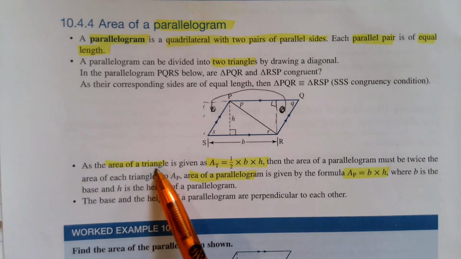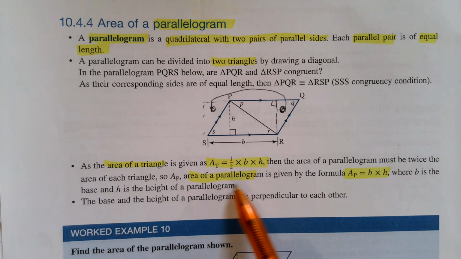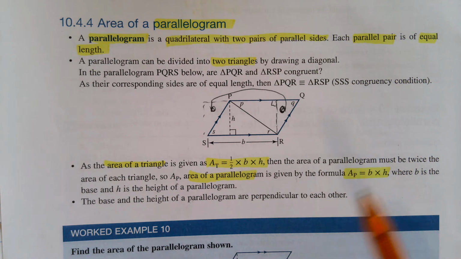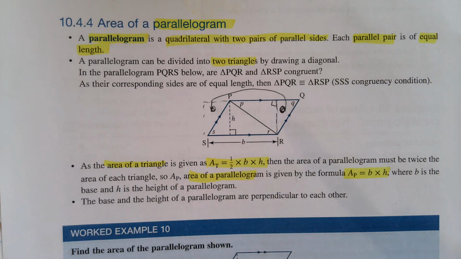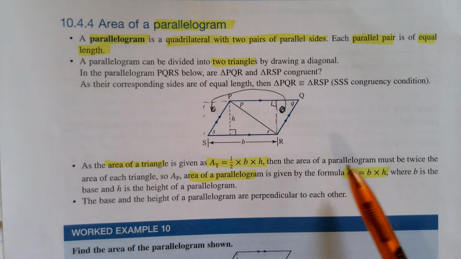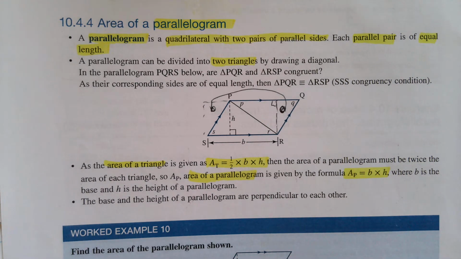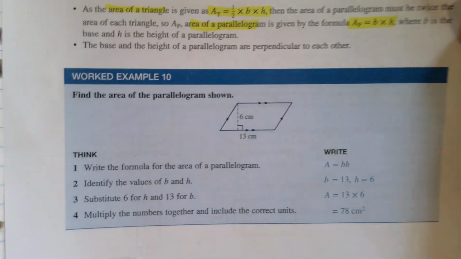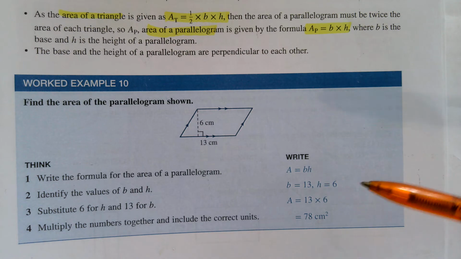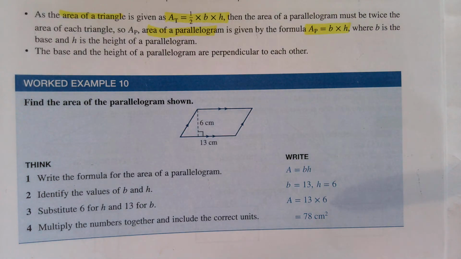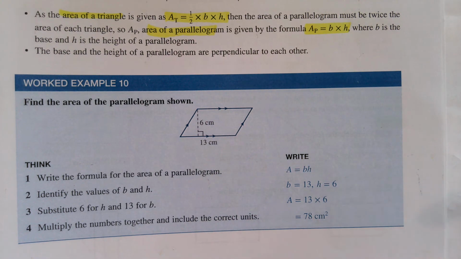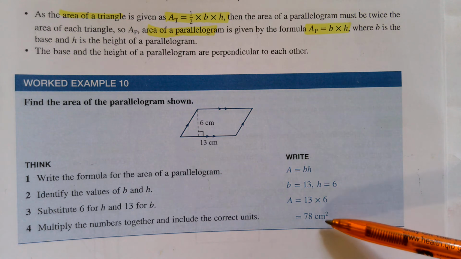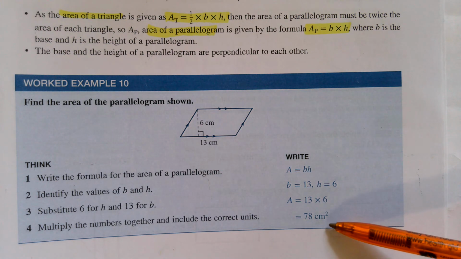So remember, the area of the triangle was a half. However, the area of a parallelogram is base times height. Still the base times the height, because we're looking at the perpendicular height. In a rectangle, that perpendicular height is its width, of course. Okay, so this is your formula that you need for a parallelogram. And a worked example, straightforward. Put in your formula, check your units are the same, substitute them into the formula, calculate the answer, make sure you include your squared units in the answer.